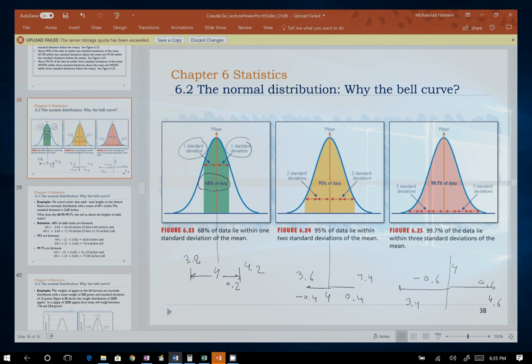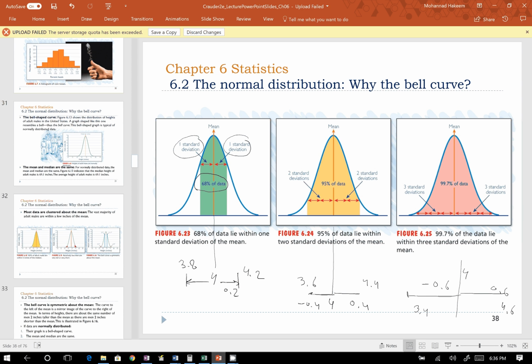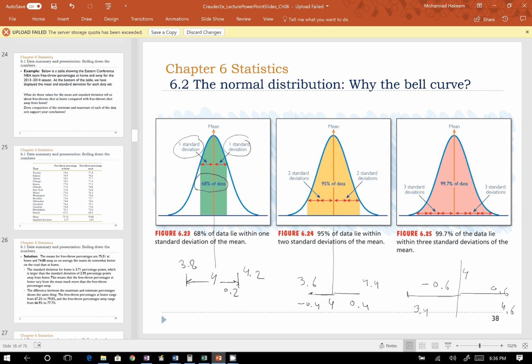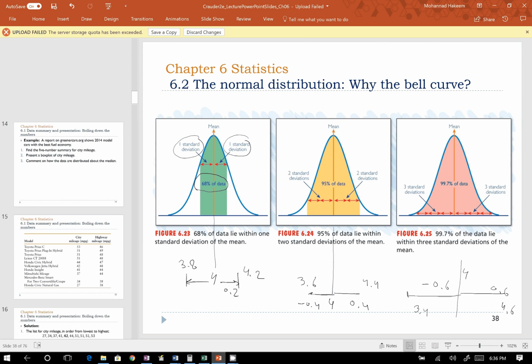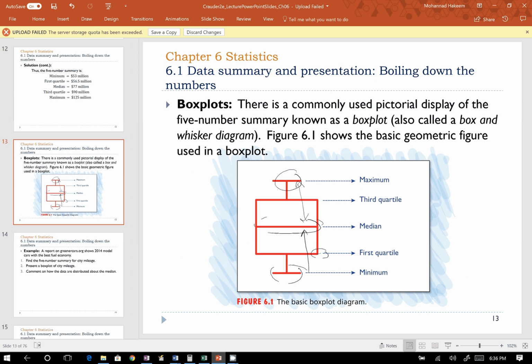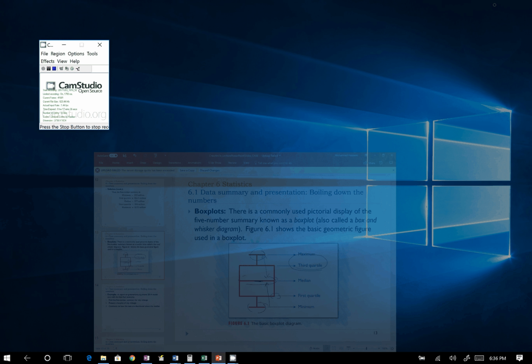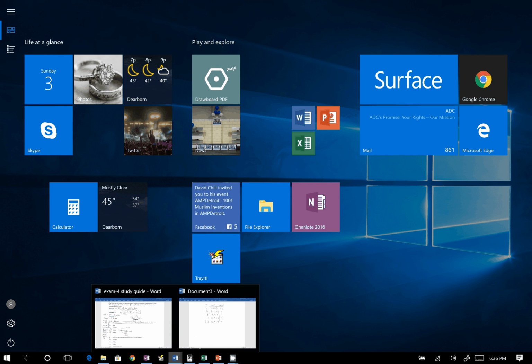And if you want to check that from your book, go to figure 6.1. So this is the median, this is the maximum, and the median of the upper half, we call it the third quartile. So that's kind of a verification of what we mentioned.